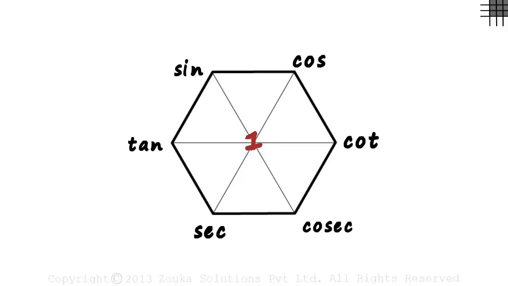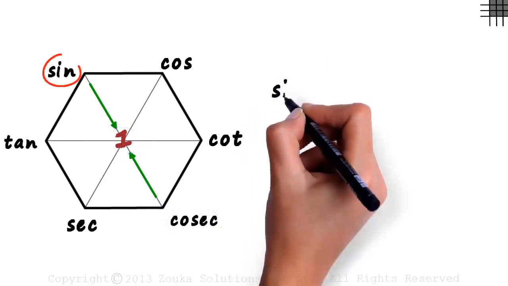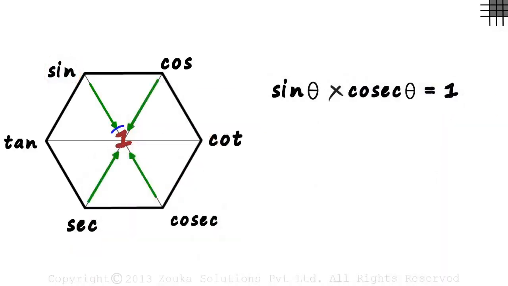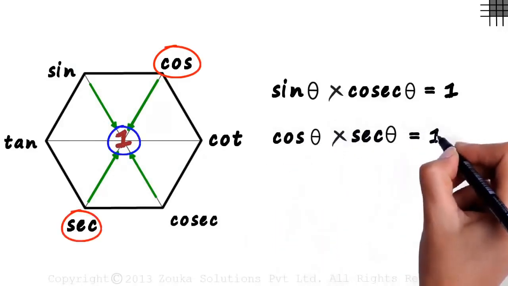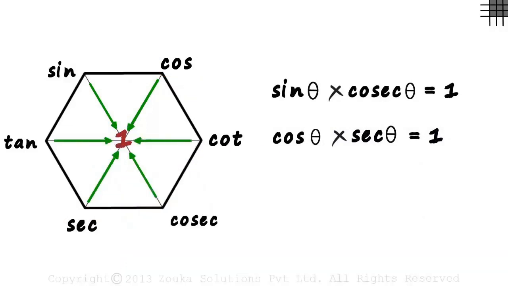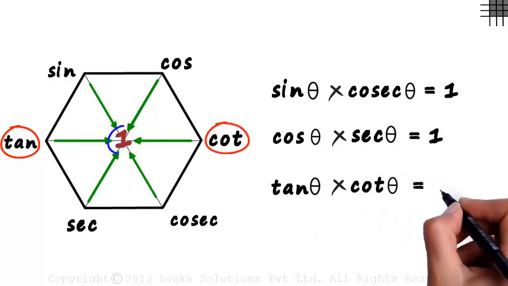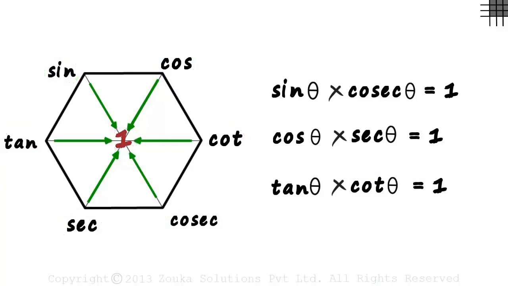Let's see why it is placed like this. If we multiply the functions at the opposite vertices, we get a 1. This multiplied by this equals 1. Sine theta multiplied by cosec theta equals 1. This multiplied by this also gives us 1. Cos theta multiplied by sec theta equals 1. And this multiplied by this also equals 1. Tan theta multiplied by cot theta equals 1. So when functions at diagonally opposite vertices are multiplied, we get a 1. Wait, there's more.